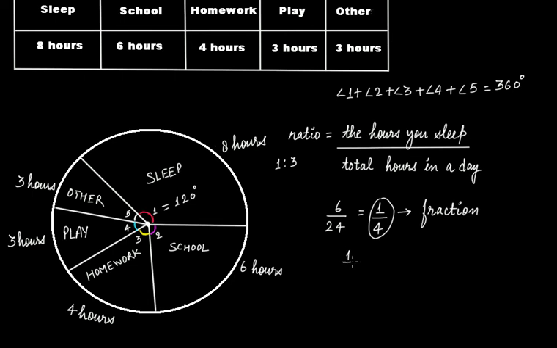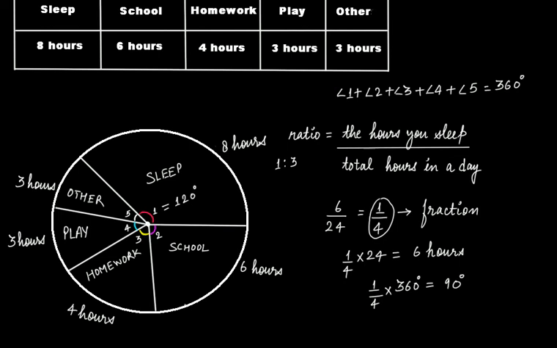So 1/4 of 24 hours, you use this for your schooling. You spend these many hours in your school. Okay, so if this 1/4 gives you the information of how many hours you spend in school, same will give you the information of what the angle will be here. So 1/4 of 360 degrees will be equal to what? This is equal to actually 90 degrees, right?